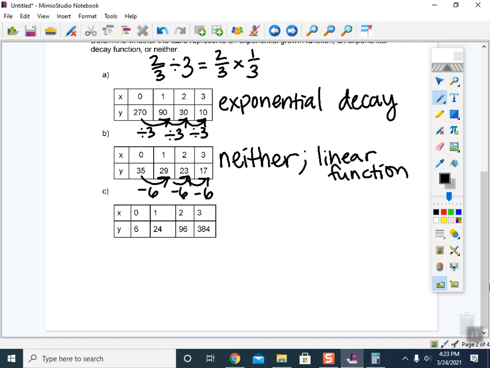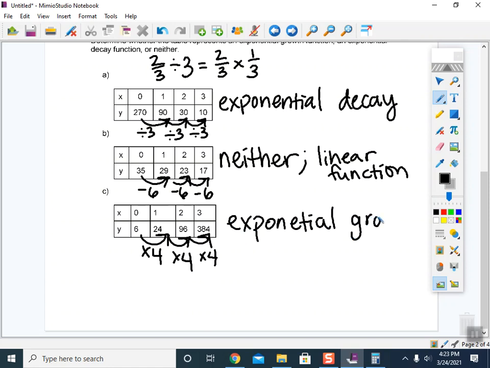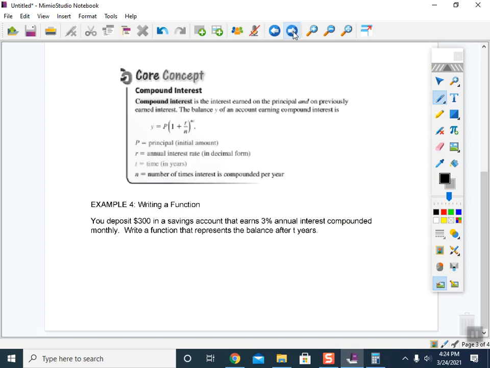Last one, if I go from 6 to 24, I'm going to multiply by 4. 24 to 96, I'm multiplying by 4. Multiply by 4 again. Yes, this is exponential. And these numbers are getting larger, so this is going to be exponential growth. Okay, great. Let's move on.